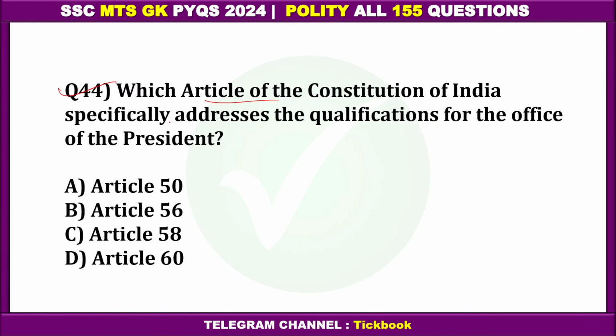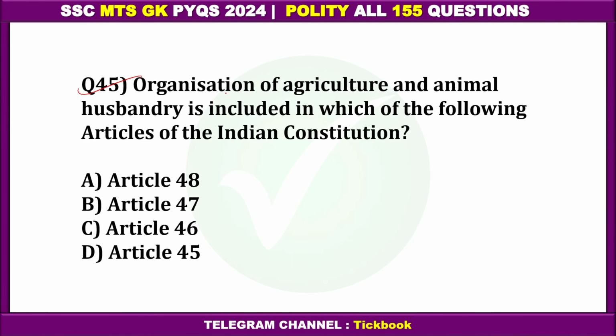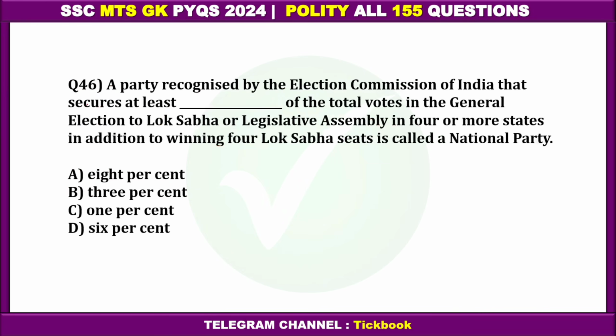44. Which article of the Constitution of India specifically addresses the qualification for the office of the President? Option number C, Article 58. 45. Organization of agriculture and animal husbandry is included in which of the following articles of the Indian Constitution? Option number A, Article 48.